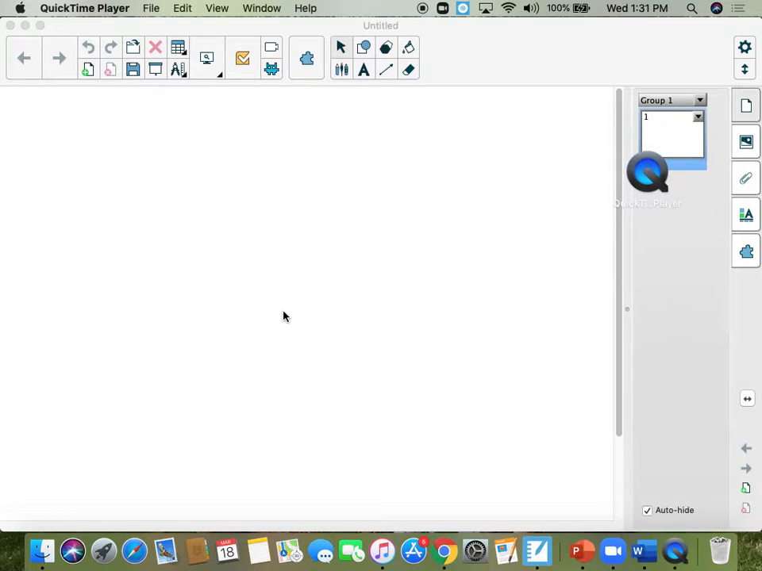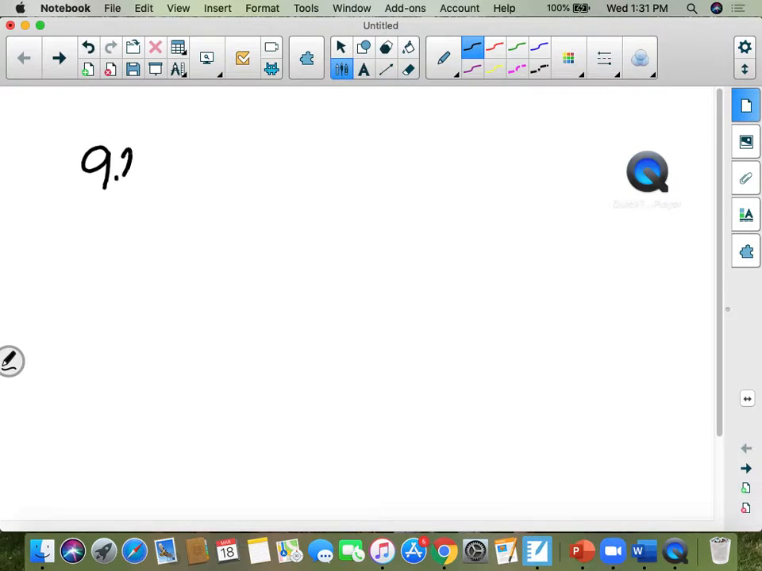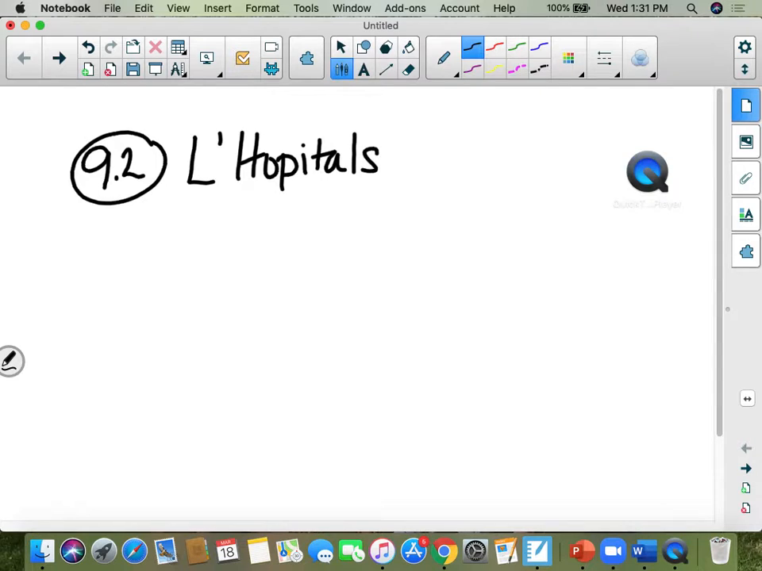Is it for notes, I think, for the year. It's called... it's 9.2 in your book. I mean, we had to skip all the way to 9.2. They just added this one, and it's called L'Hopital's. That's how you say that. L'Hopital's rule.